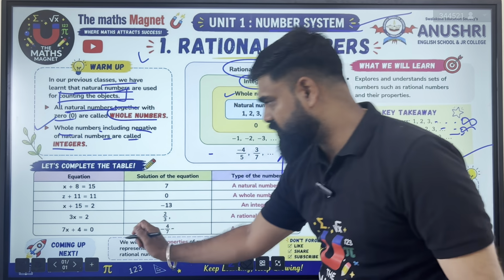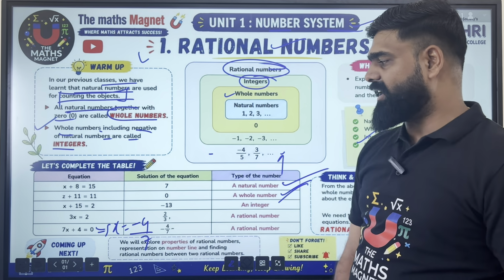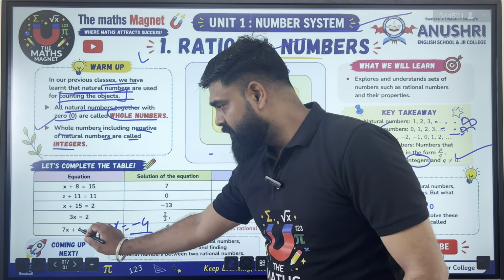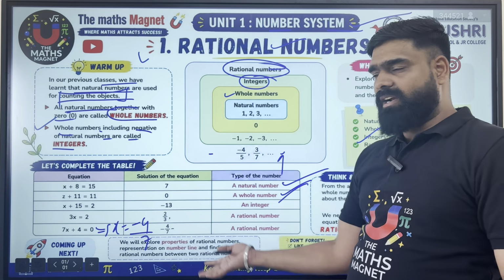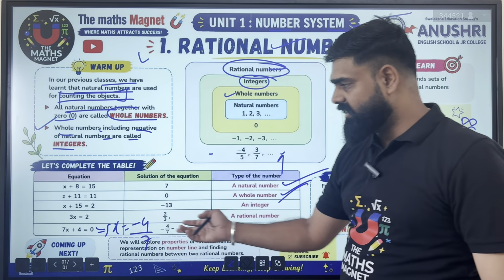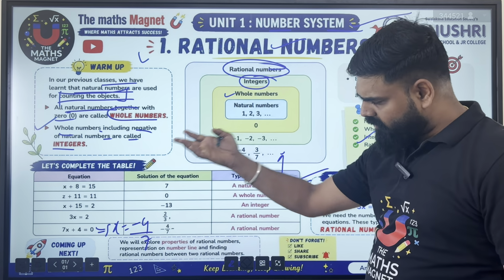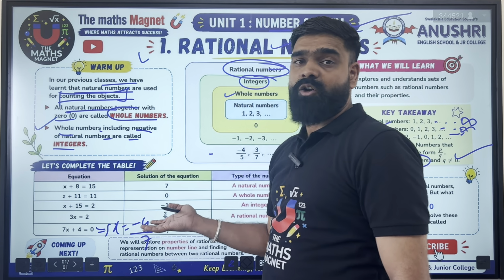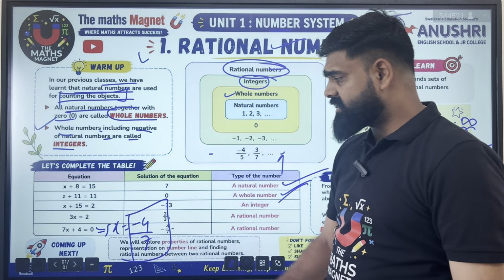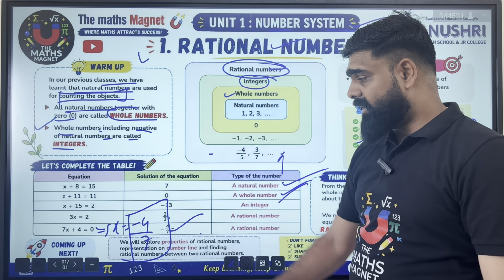7x plus 4 is equal to 0. So when we solve this, x is equal to minus 4 by 7. How come we got this minus 4 here? When we take this positive 4 to the right hand side, it becomes minus 4, and when we take this 7 to the right hand side, this 7 is multiplied by this x, so that becomes the denominator of this minus 4. So we got minus 4 by 7.